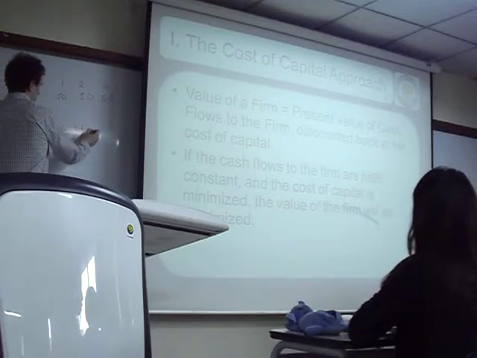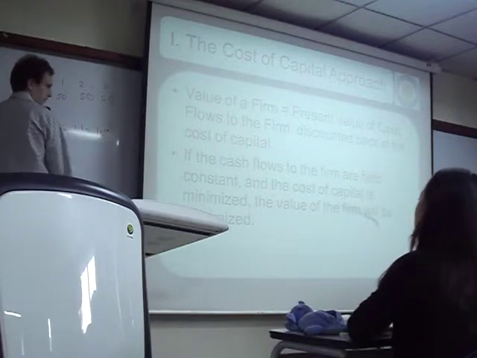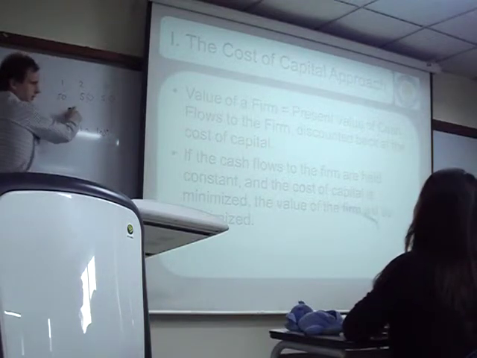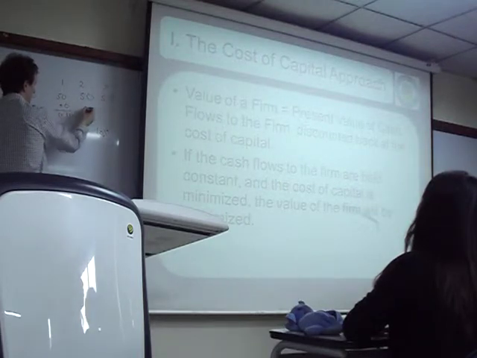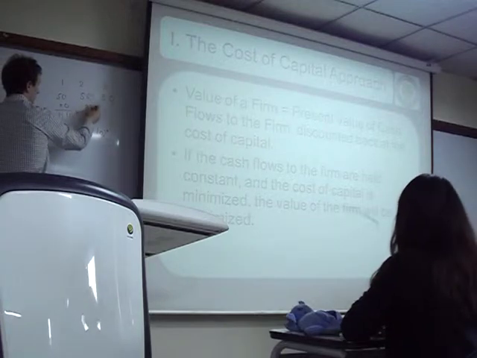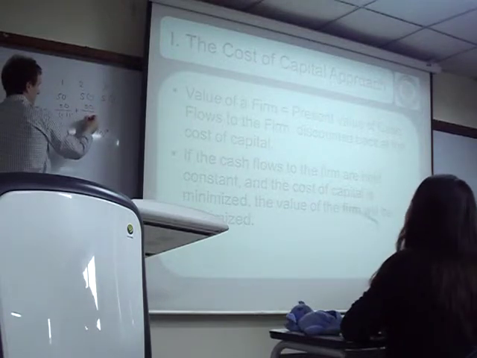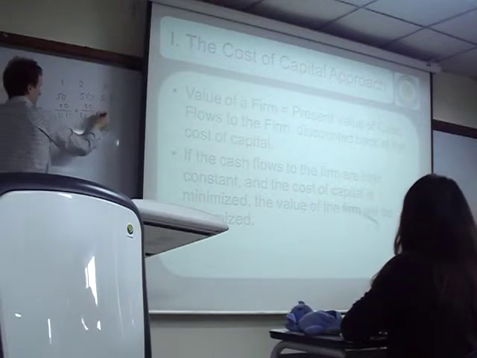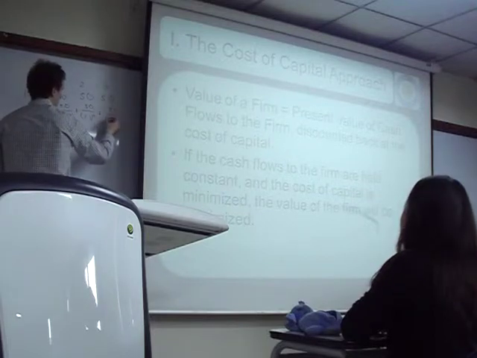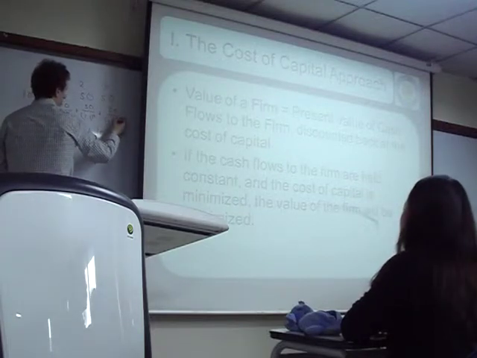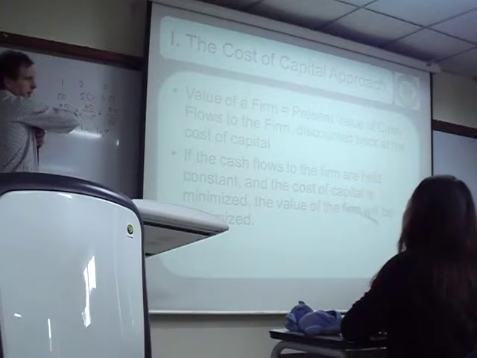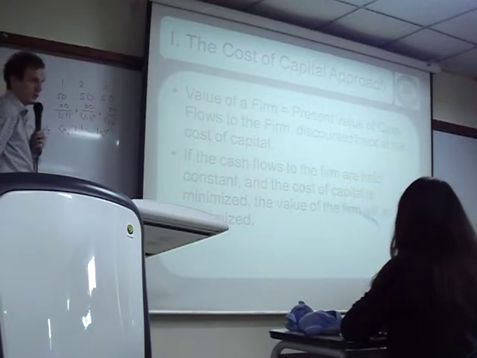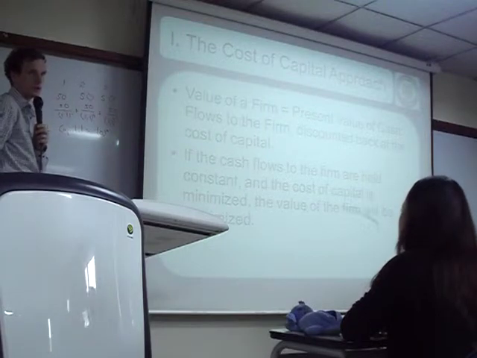Cost of capital equals 10%. Okay? What is the net present value? This is going to be 50 over 1.1 to the power of 1, plus 50 over 1.1 to the power of 2, plus 50 over 1.1 to the power of 3. Okay? So you'll need to be able to do this calculation. This is calculating the net present value.